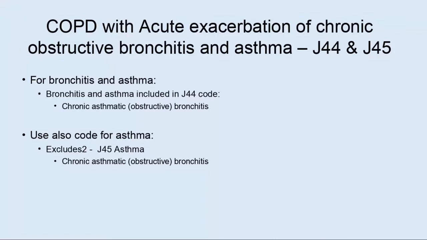A patient may have COPD, chronic obstructive bronchitis, and chronic obstructive asthma. In this case, list a code for the COPD, J44, and a code for the asthma. Remember that bronchitis is already included in the J44, but the asthma requires a second code.